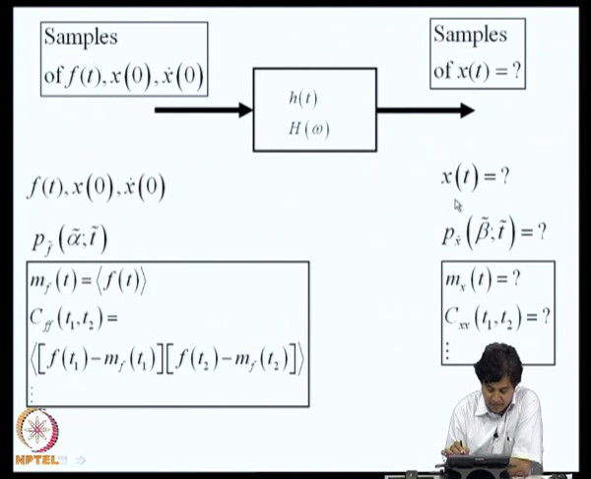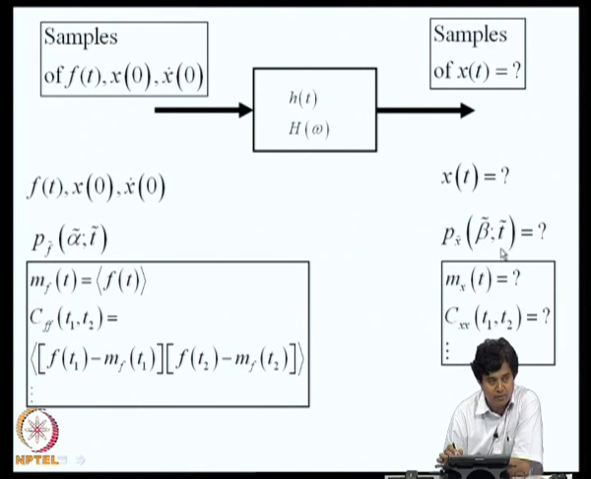Other questions that we can ask are, given the nth order probability density function of f of t, which actually constitutes the complete description of f of t as a random process, what is the complete description of x of t as a random process? That means what is the nth order probability density function of x of t?